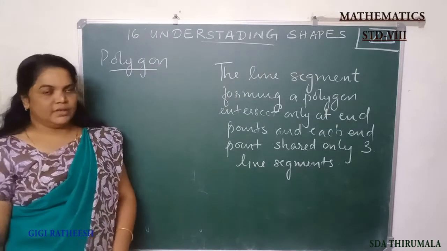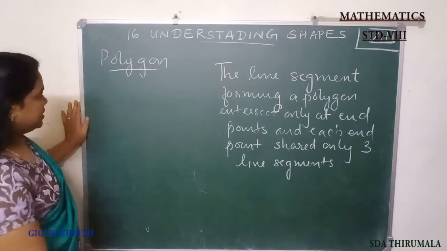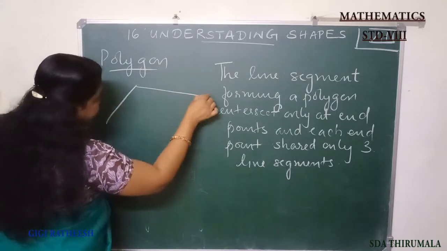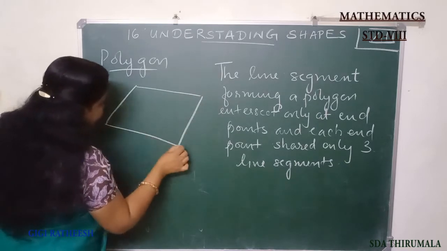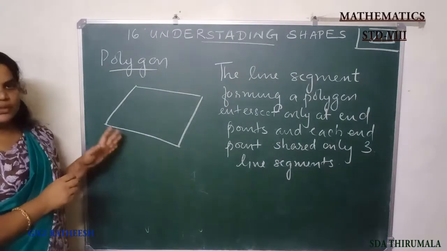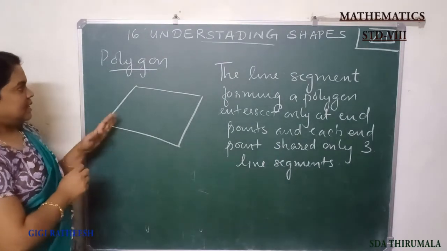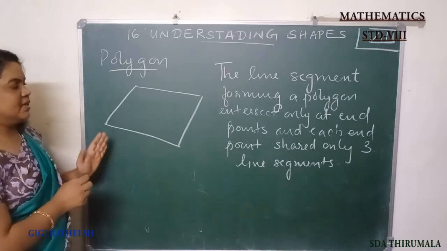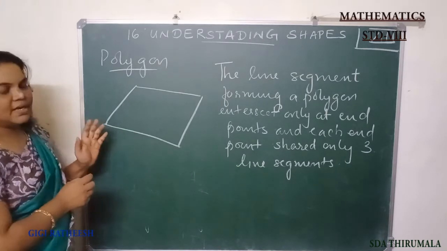Next is a polygon. What is a polygon? Polygon, that is a picture here. This is a polygon. You know that this is a closed figure. That is, what is a polygon? A polygon means it is a closed plane figure bounded by straight line segments.